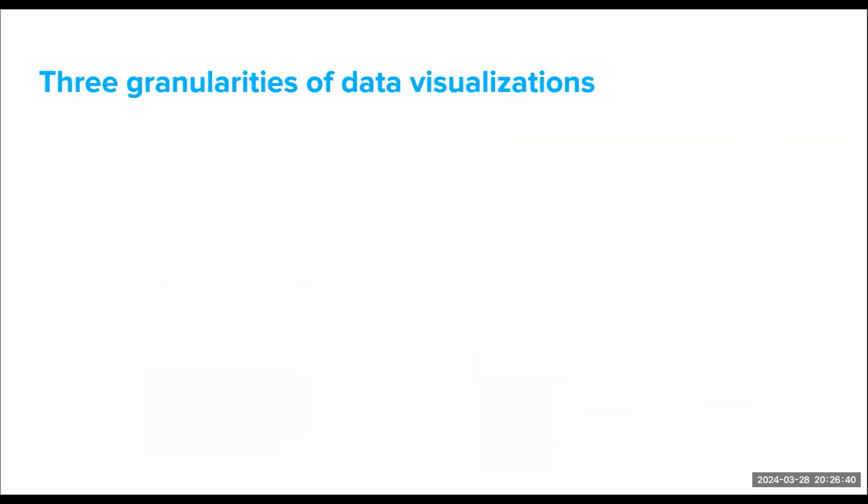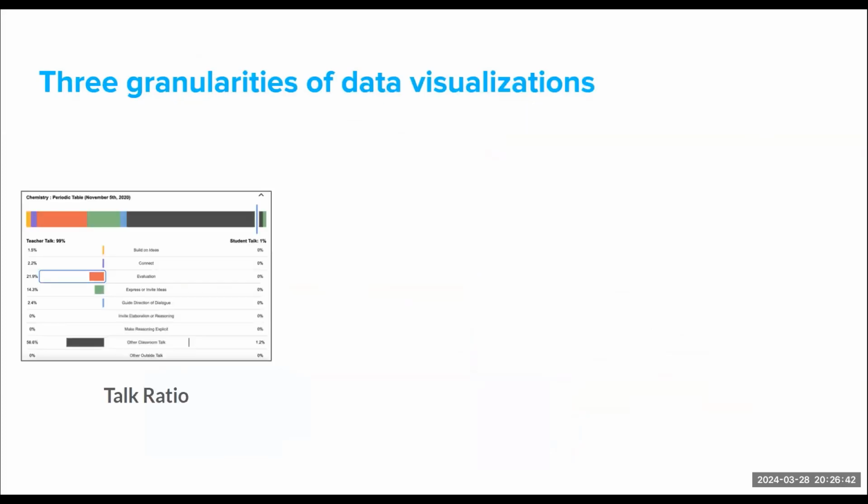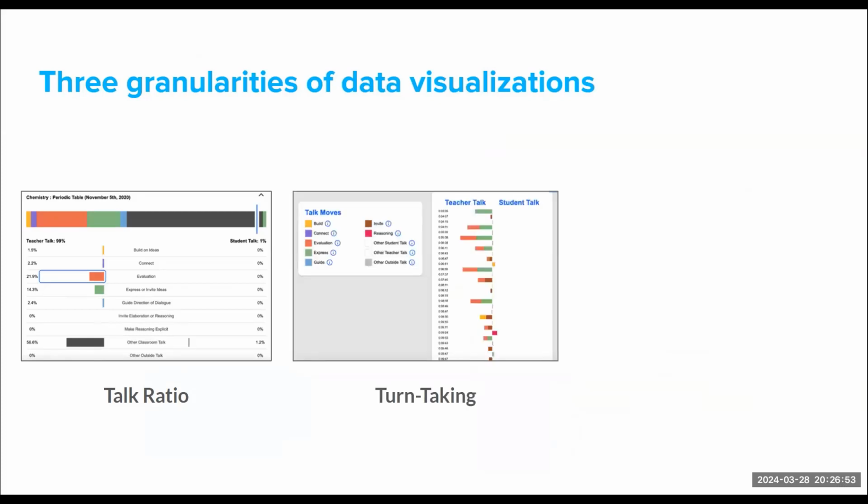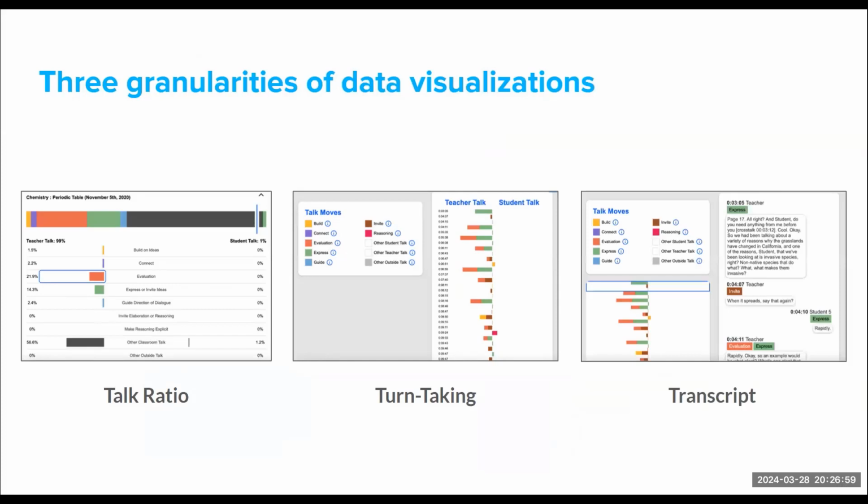The visualizations offer 3 granularities of data. The first is the talk ratio, which is coarse-grained and gives a high-level overview of teacher versus student talk and percentages of talk for each talk category. The turn-taking is medium-grained, and it visualizes the cadence of discussion within a tree-like visualization. And lastly, the transcript is fine-grained, giving full detail of the discussion and exactly what was said.